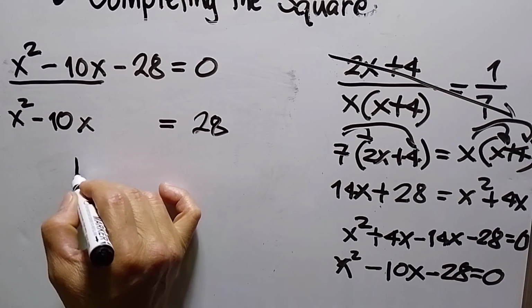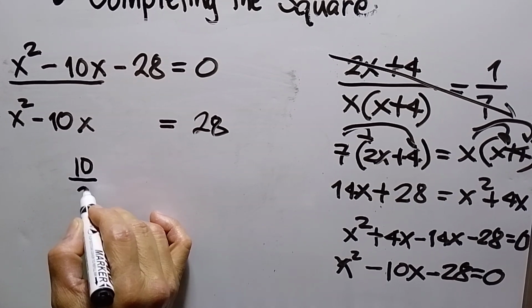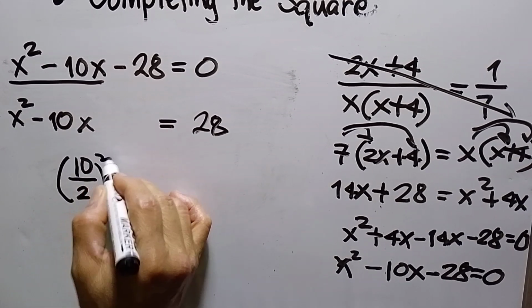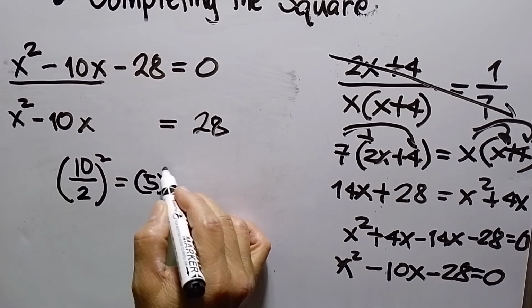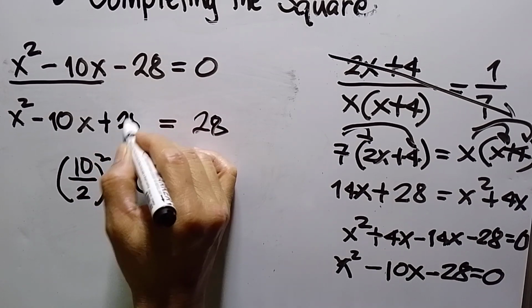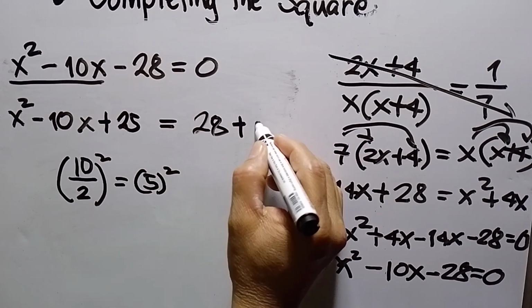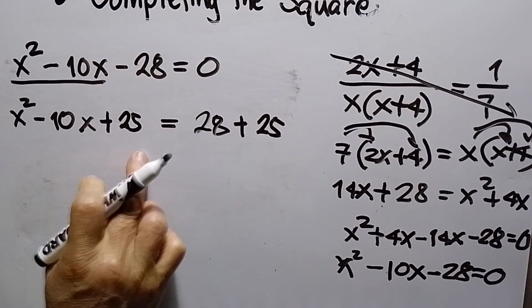So need to take the numerical coefficient of x, divide by 2 and then square. So 10 divided by 2 is 5. Then 5 squared, that is 25. So this will be plus 25. And then the same in here, plus 25. Okay? So factor out this one.